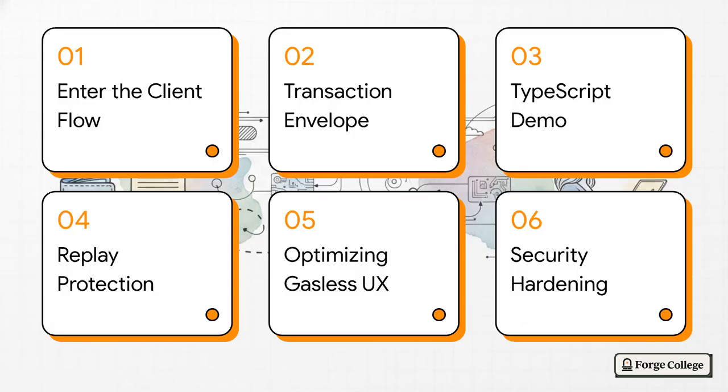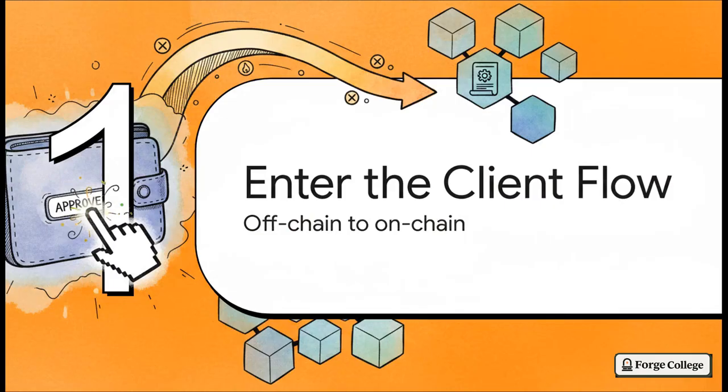Okay, so here's our engineering blueprint for the day. We'll start with entering the client flow, then move to assembling the transaction envelope, building the TypeScript demo, validation and replay protection, optimizing for gasless UX, and finally, looking ahead at security hardening. All right, part 1. Enter the client flow, bridging off-chain signatures to on-chain execution.